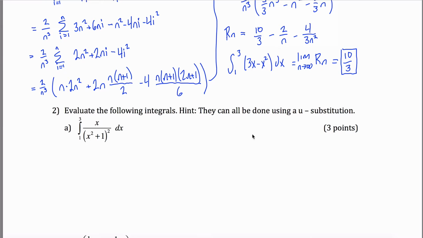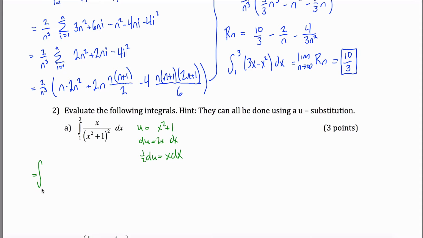Evaluate the following integrals. Hint: that can be done with the u substitution. So what u substitution are you going to do? I think what I would do is let u equal x squared plus 1. And if you did that, then du would be equal to 2x dx. So therefore, half of du would be equal to x dx. I wanted x dx because that's kind of what I have up here. That allows me to rewrite this integral as, I don't even like writing this.